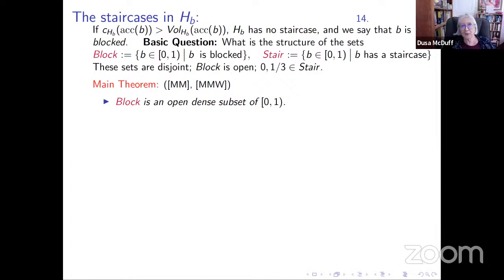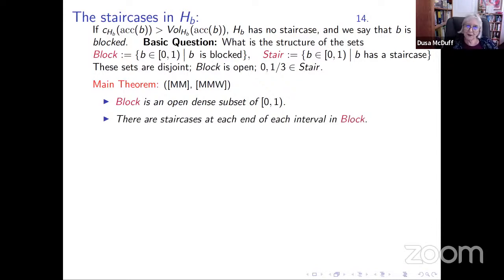And one basic question is, what's the structure of the set of b that are blocked? How many b's are blocked? And then we have a disjoint set, stair, which are the b's which have a staircase. And these are definitely disjoint sets. Block by its very nature is open. And we know that stair contains the points 0 and a third. One of our latest results is that block is actually open and dense in 0, 1. So almost all points are blocked.